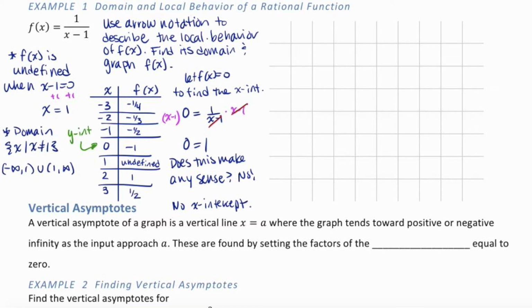This is a little preview for what we'll see. There is a horizontal asymptote at the line y equals 0. This is why we have no x-intercept, and we'll get into that later in this section, but consider this a preview.